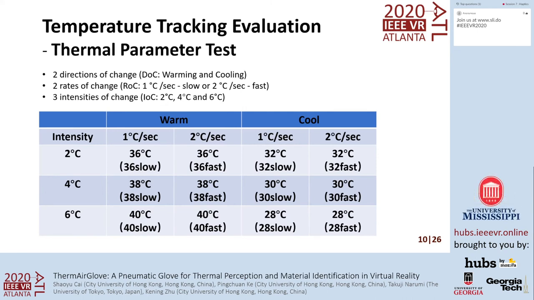We first technically evaluated the temperature tracking performance of Thermal Air Glove. Firstly, we measured different thermal parameters. We assume the skin temperature is 33.4 degrees, which is neutral for most people. Then we set 2 directions of change, warming and cooling, 2 rates of change, 1 degree per second and 2 degrees per second, and 3 intensities of change, 2, 4, and 6 degrees. So we tested 2 times 2 times 3, 12 different combinations of thermal parameters, which is shown in this table.